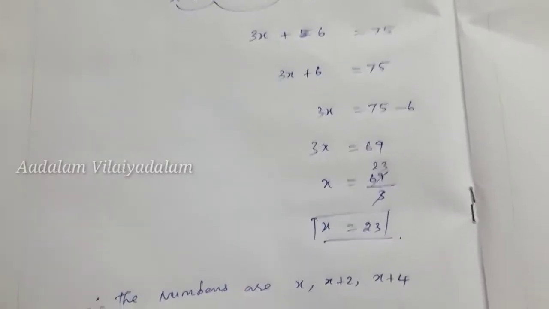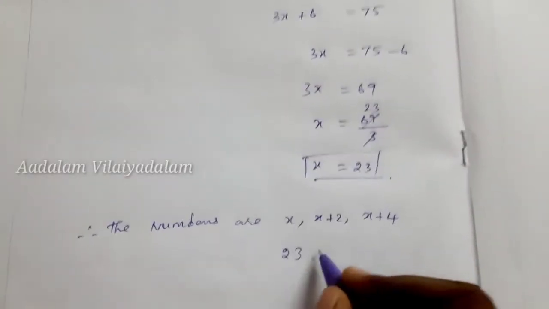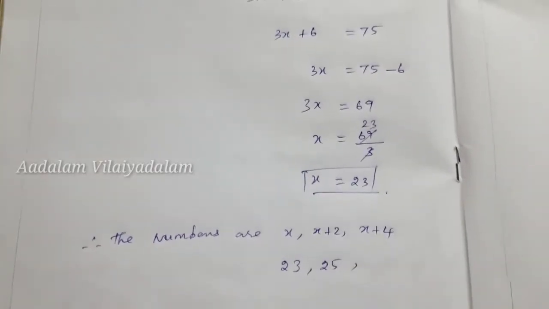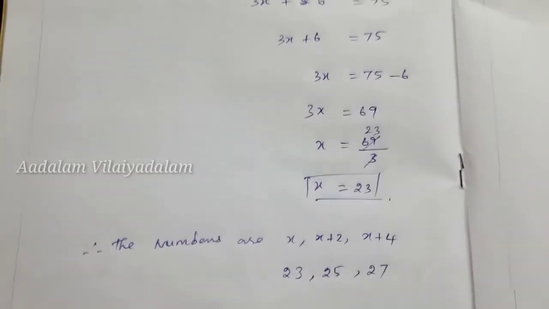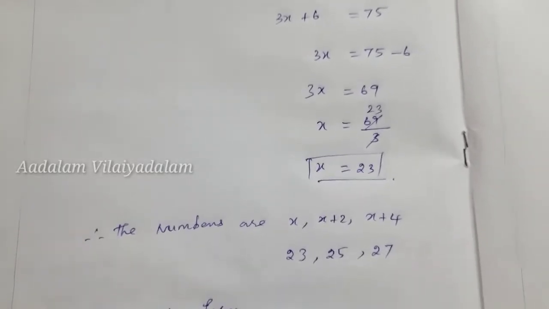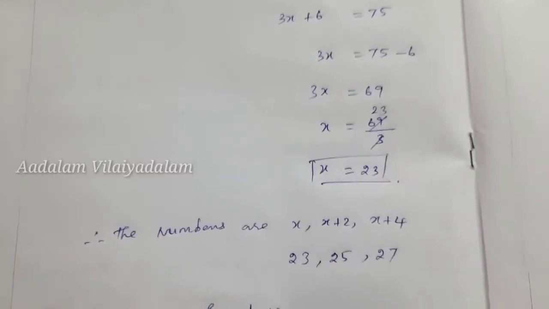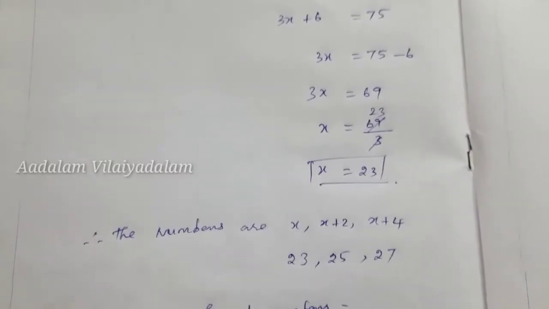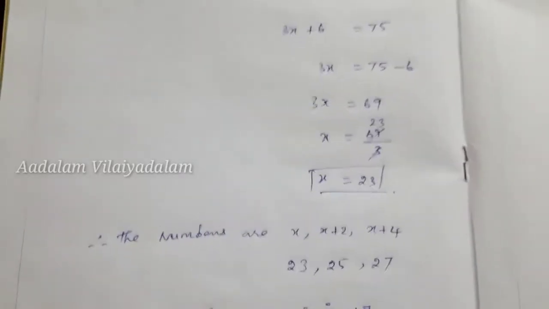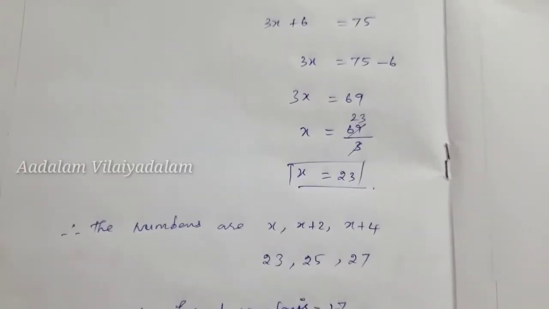What is x? 23. What will be the x plus 2? 25. And what will be the x plus 4? 27. So therefore the largest number is 27. With this we can conclude this fourth problem.